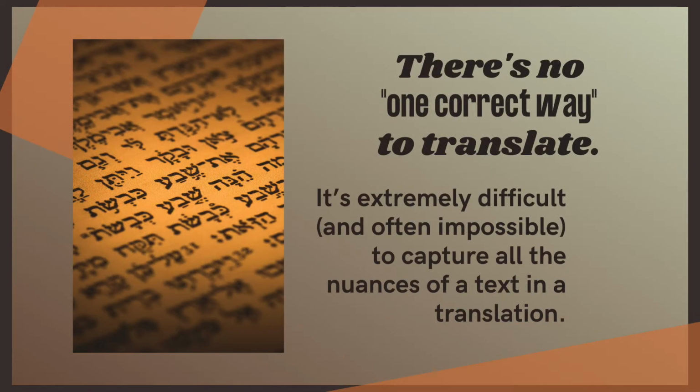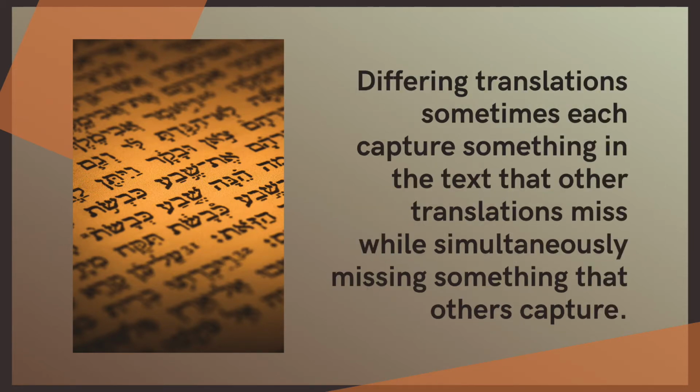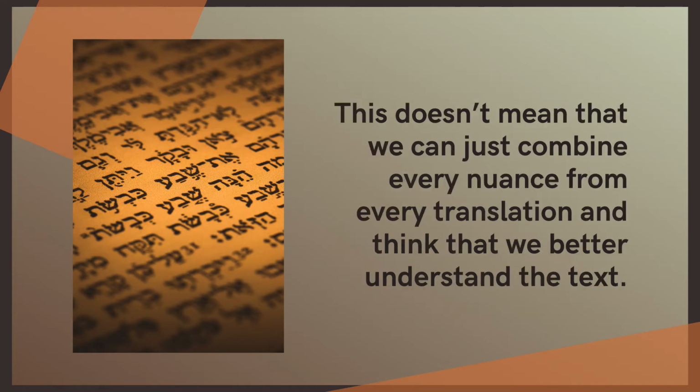Obviously, there's no one correct way to translate, and it's extremely difficult and often impossible to capture all the nuances of a text in a translation. Thankfully, we aren't stuck with only one translation. And when translations differ on a phrase, it doesn't mean that one is entirely right and the other entirely wrong. Differing translations sometimes each capture something in the text that other translations miss, while simultaneously missing something that others capture. But to be clear, this also doesn't mean that we can just combine every nuance from every translation and think we better understand the text.